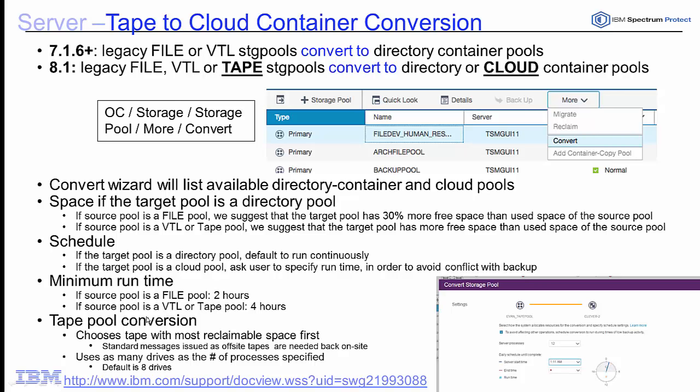During the tape pool conversion, we will first choose tapes with the most reclaimable space. If any of those tapes are off-site, we will issue the normal message asking that tape be brought back on-site. And we'll use as many drives as the number of processes you specify in the server process field here in the wizard. The default is 8 drives. We do have a tech doc out there that covers in detail this conversion process.